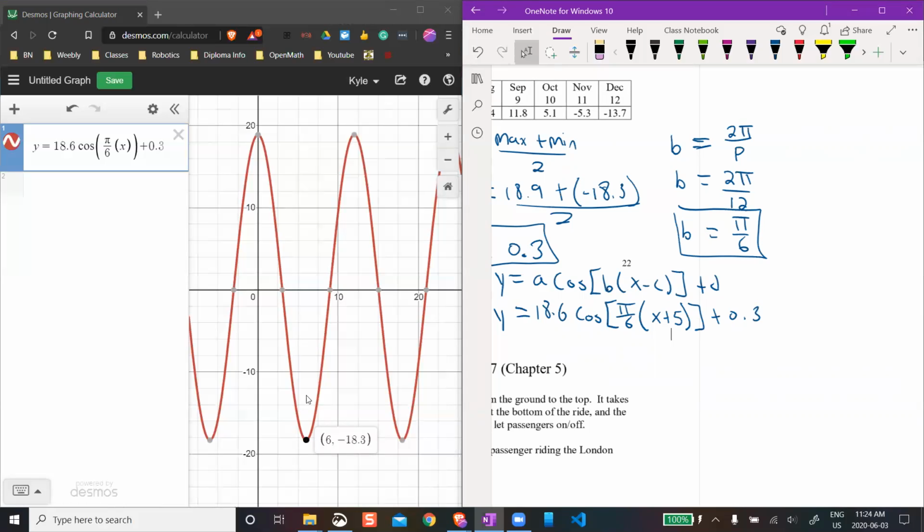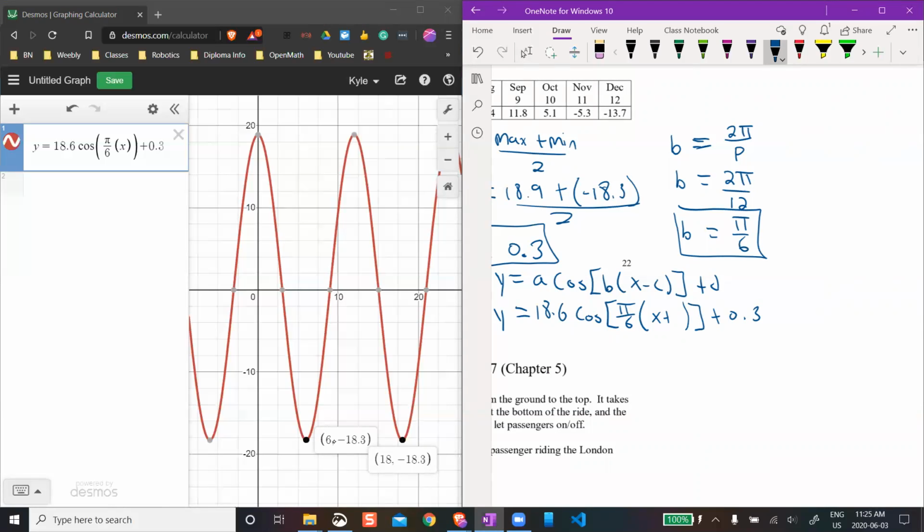Now, why I was saying there could be an infinite number of things that could go in for C is because I could have also started right here. I could have said, well, I'm going to move that thing 17 to the left. So this would also be true for me to say plus 17. Those graphs are the same graph. It's not changing anything.